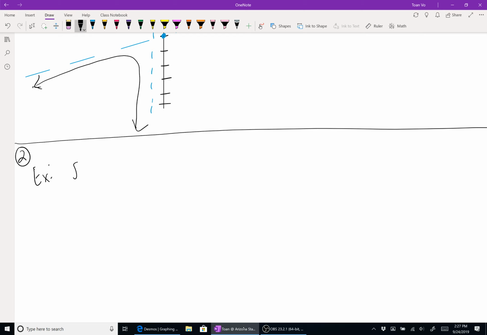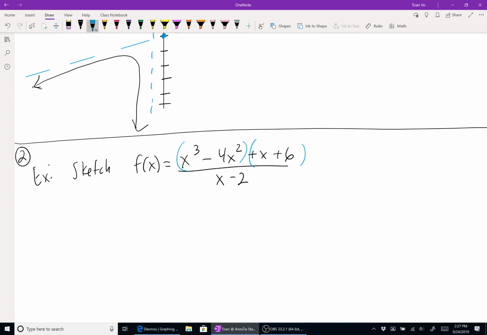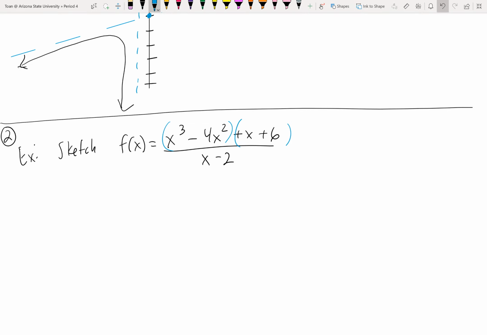So let's go ahead and sketch f of x equals, and that function was x cubed minus 4x squared plus x plus 6, all over x minus 2. Okay. So again, step 1, factorize everything, see if you can simplify. So the numerator is a 4-term cubic. I try to factor by grouping. Gosh darn it, it's not groupable. So what did we learn? How do we factorize something that's not groupable? You got to turn to your P's and Q's.